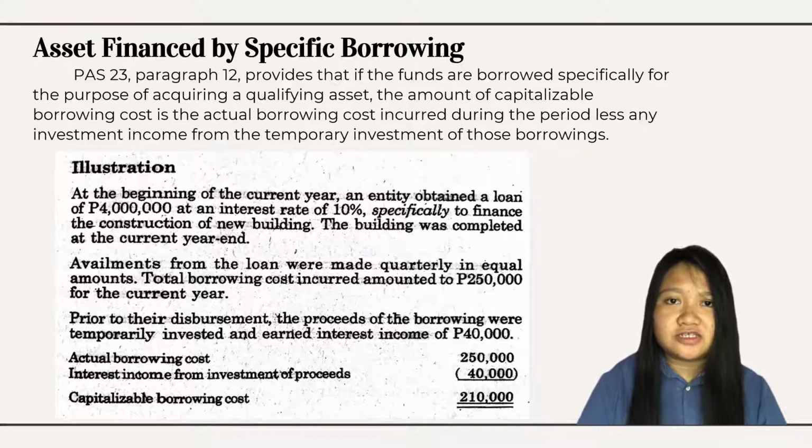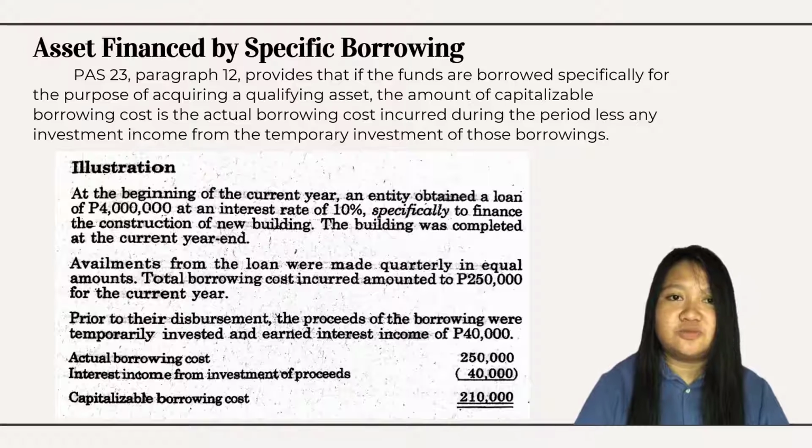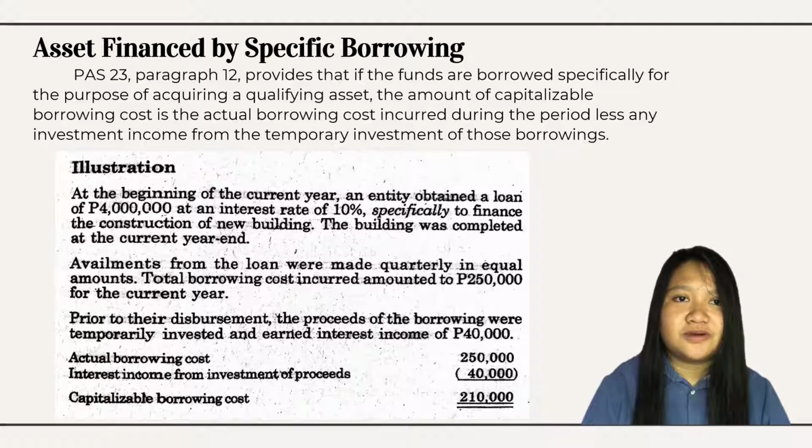So, for the illustration, at the beginning of the current year, an entity obtained a loan of 4 million at an interest rate of 10% specifically to finance the construction of a new building. The building was completed at the current year end. Availments from the loan were made quarterly in equal amounts. Total borrowing costs incurred were 250,000 for the current year.